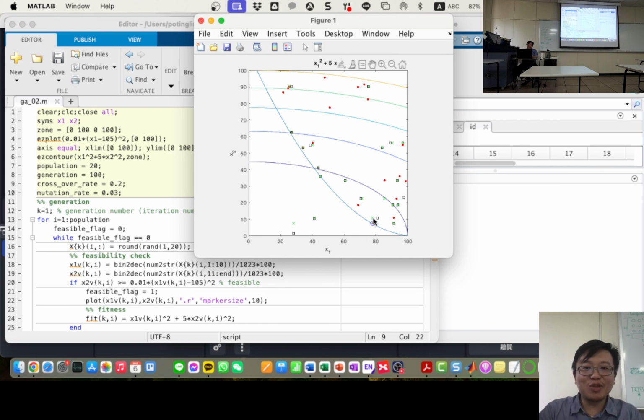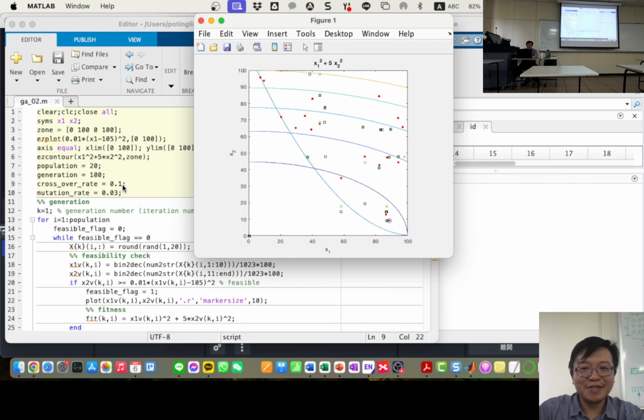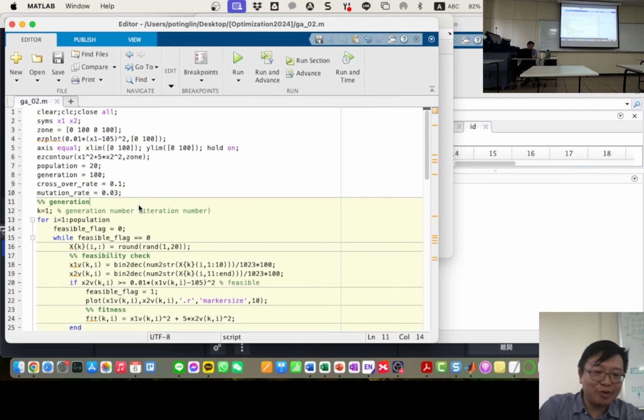Because my best one disappeared after crossover and mutation. My best one disappeared. So I would like to have an even lower crossover rate. Okay, I think this is better. This is better. Okay, because let me try again.